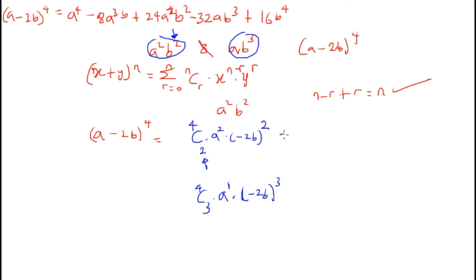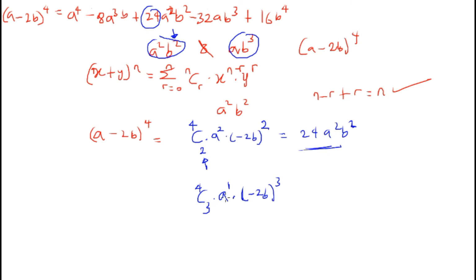So what I just need to do is to simplify further. 4 combination 2, that's supposed to be 6. And then if you expand minus 2b squared, that's supposed to be 4. So 6 times 4, that's supposed to be 24 a squared b squared. So I got that, which is what we also have here. So 24 is the coefficient of a squared b squared.